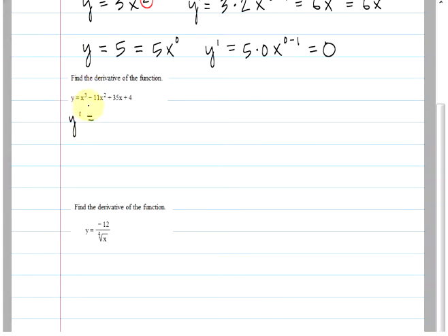For the first term, we will move the 3 down in front as a multiplier and then decrease that exponent by 1. For the second term, we will do minus 11, leave the 11 there, bring the 2 down in front as a multiplier and decrease that power by 1. And for the next term, we'll do plus 35. Remember, 35x is the same as 35x to the first power, so we'll bring that 1 down in front as a multiplier and decrease that exponent by 1.